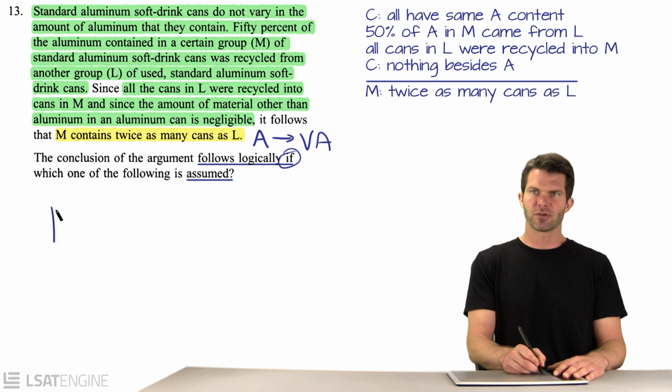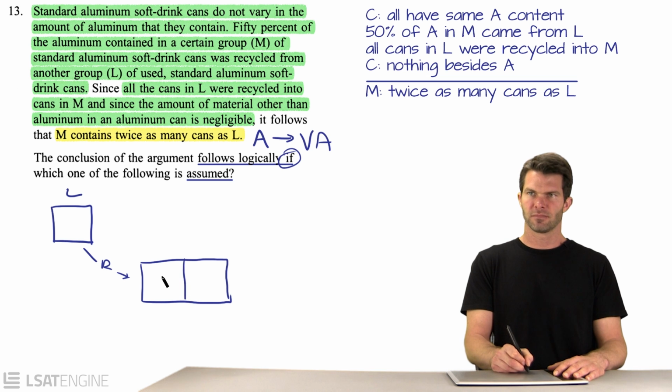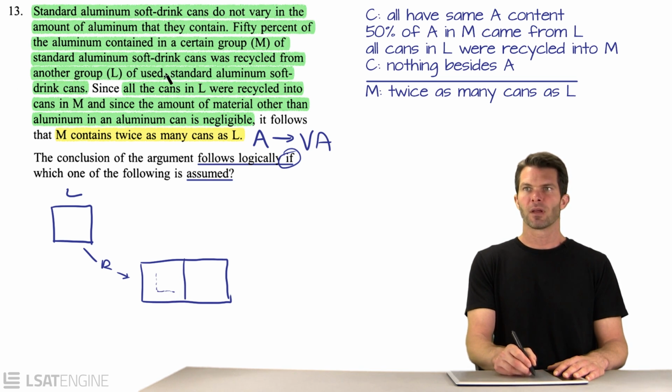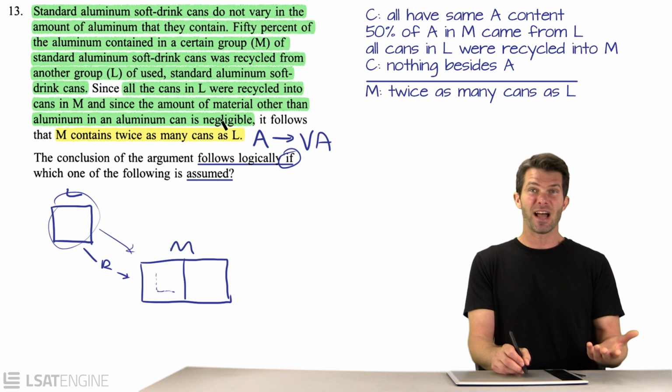So I would sort of draw a picture of this. This will represent the cans in group L, and that was all recycled into group M. So group M, half of its aluminum came from L. So we'll sort of represent that here, and I'm not sure where the other half of its aluminum came from. And they said all of the cans in L went into M, so we know that this whole group got put into M. And there's nothing really else in cans.